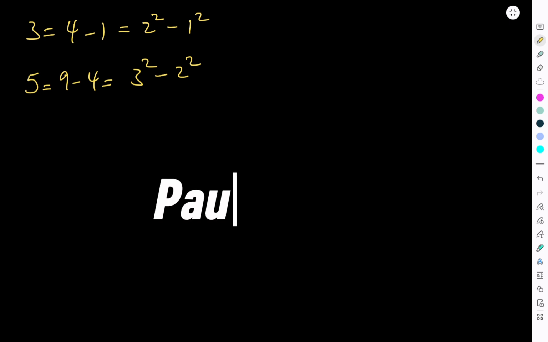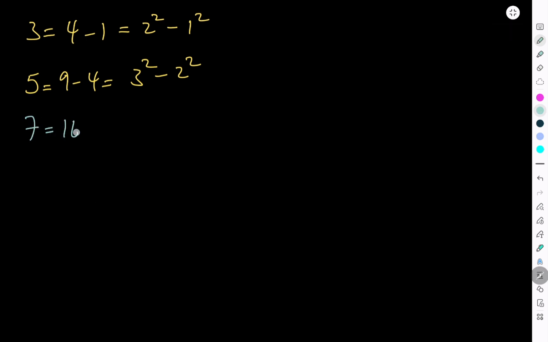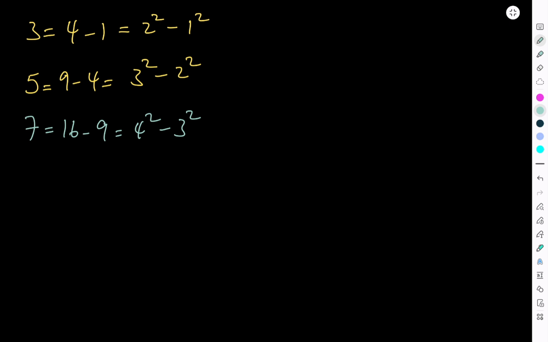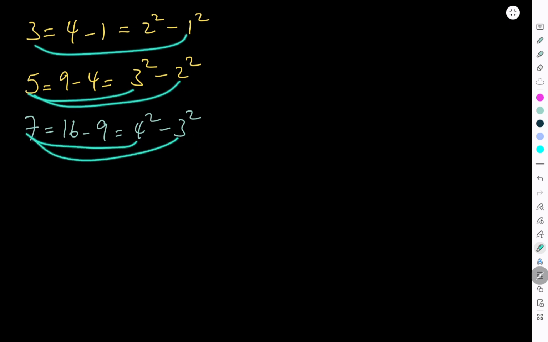Now pause the video and try to express the number 7 as a difference of two squares. 7 means 16 minus 9. 16 is 4 squared, 9 is 3 squared. Are you noticing something here? Look only at the numbers that are being squared and try to find a relation with the original number: 2 and 1 with 3, 3 and 2 with 5, 4 and 3 with 7.